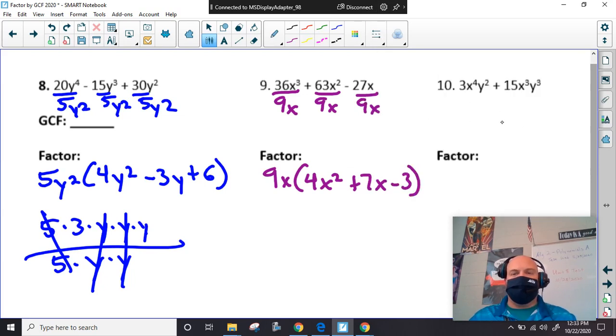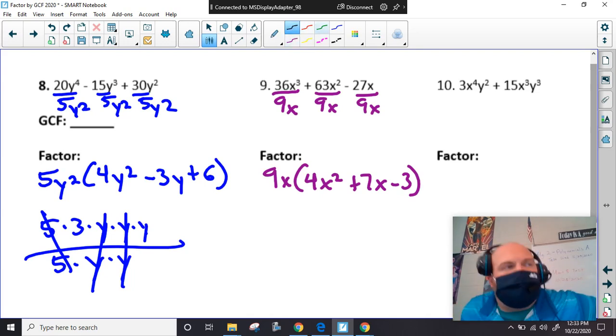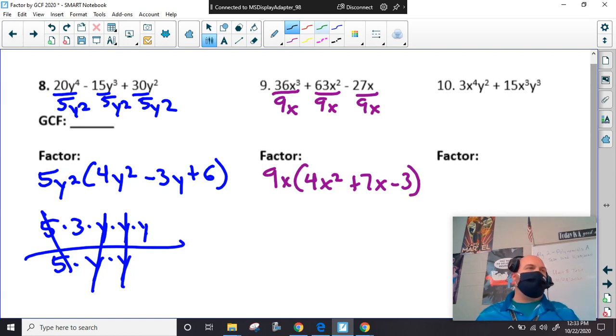You just gotta know your rules. And I always approach stuff kind of numbers first, variable second. Numbers first, variable second. That works for me. It may work for you. It may not. Okay. All right.